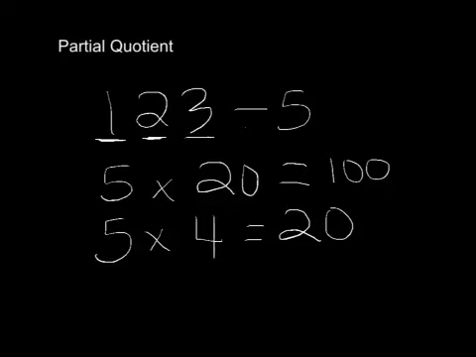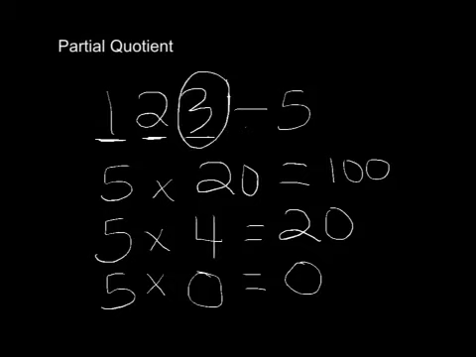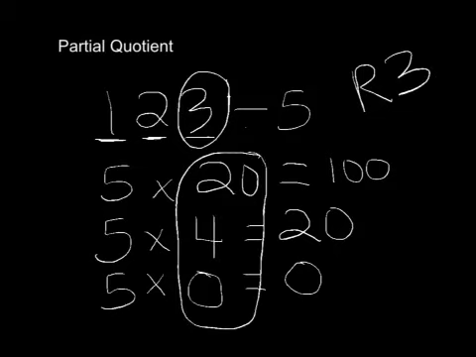Then we go to our ones place. We take our 5 and we say 5 times what equals something close to 3 without going over? Well, in this case, it's nothing. There is no number because 5 is larger than 3. So that answer is 0. So what we have is we have 3 that are left over. That would be our remainder. And then we would add these numbers in this column, which are 24. So our answer to this problem is 24 remainder 3.